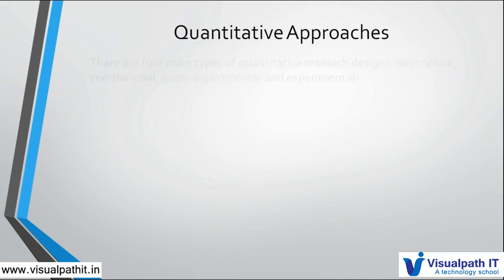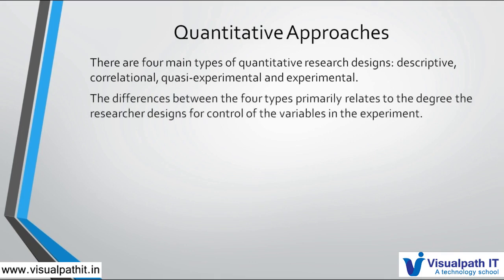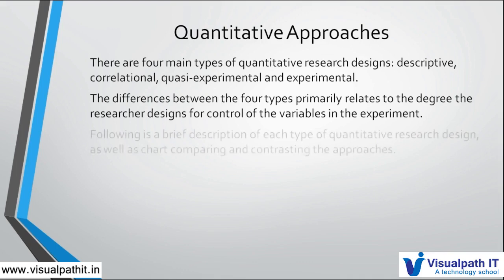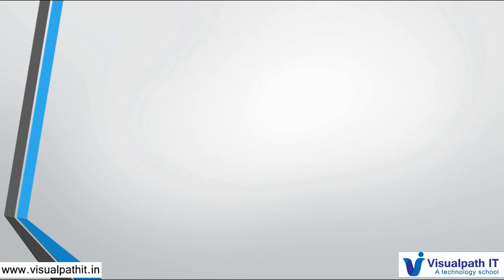Quantitative approaches. There are four main types of quantitative research designs: descriptive, correlational, quasi-experimental, and experimental. The difference between the four types primarily relates to the degree to which the researcher designed for control of the variables in the experiment. Following is a brief description of each type of quantitative research design, as well as a chart comparing and contrasting the approaches.